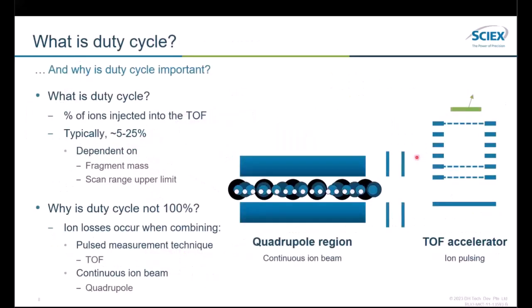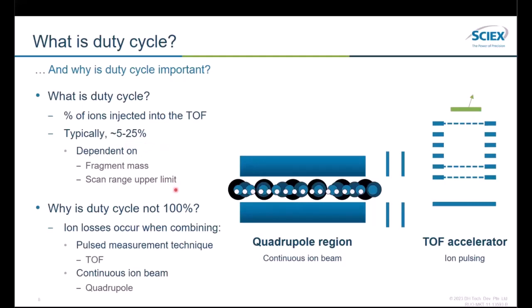So what is duty cycle? Duty cycle is basically the percentage of ions injected into the TOF system. In regular conventional TOF systems, it is 5 to 25%. So with the conventional TOF, you lose 75 to 95% of the ions. You have only 5 to 25% of the ions going to the detector.